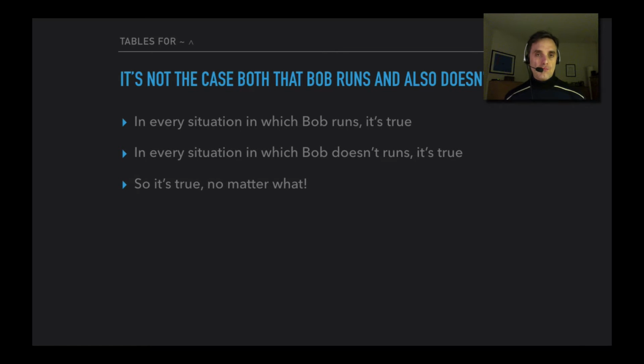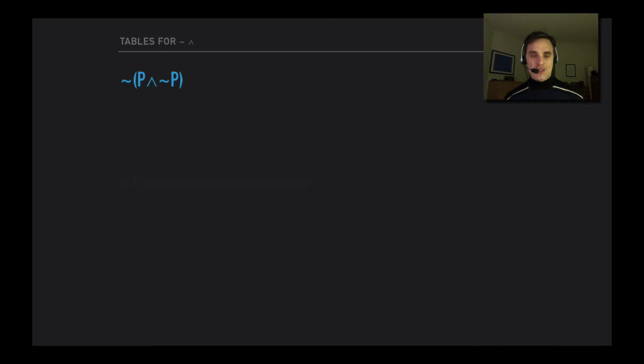Now, we could symbolize that English sentence and it would become negation, and then parentheses, P and not P, parentheses. So it's a negation of a conjunction where the conjuncts are a sentence P and the negation of the sentence, not P. And this sentence in the formal language is also a tautology, and it's always true. We can go through very similar reasoning to the reasoning we went through about it's not the case that Bob runs and doesn't run, to see that negation (P and not P) is itself a tautology.